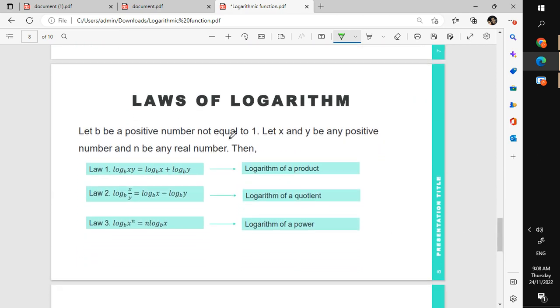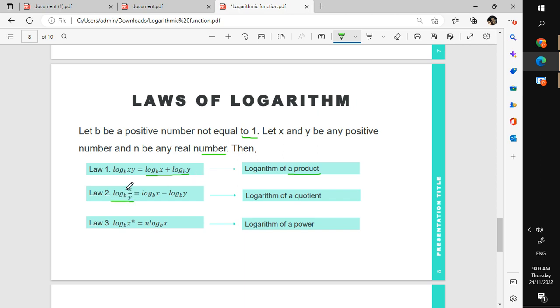Now we have here the laws of logarithm. Let b be a positive number not equal to 1. Let x and y be any positive numbers and n be any real number. Then we have law number 1. If you have the log of x times y to the base b, that's just the same as log of x to the base b plus log of y to the base b. So you are just expanding this form. And this is what we call the logarithm of a product. If ever you see a logarithm of a product, all you have to do is to expand that one and use the addition operation.